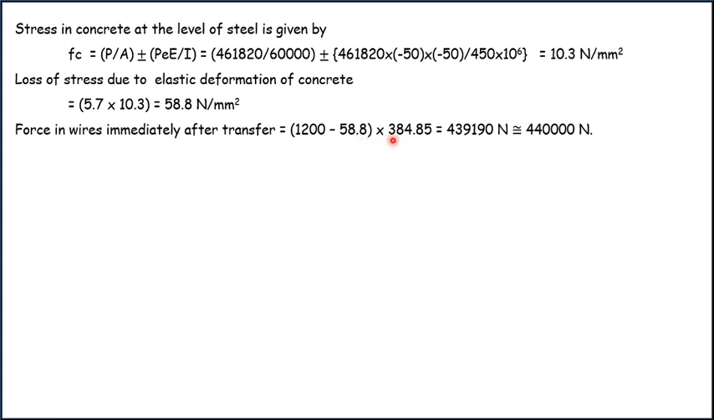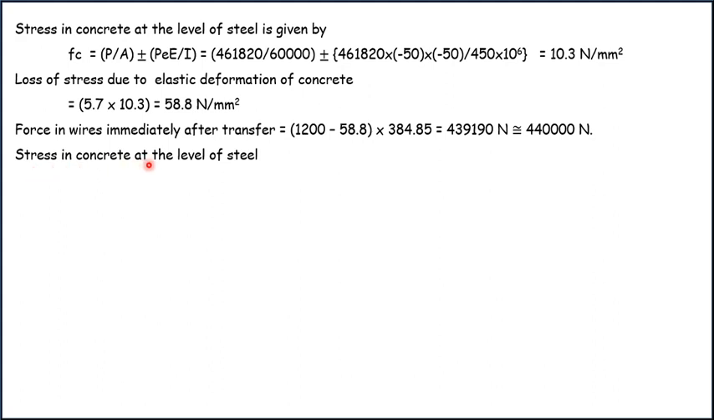Now after deducting, multiplying with the area of steel, we have the value as 439190 newtons. I have rounded off this value from 439190 newtons to 4,40,000 newtons as the force in the wires.